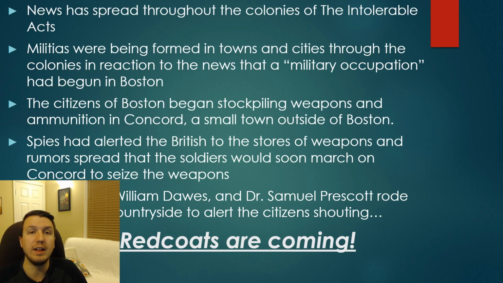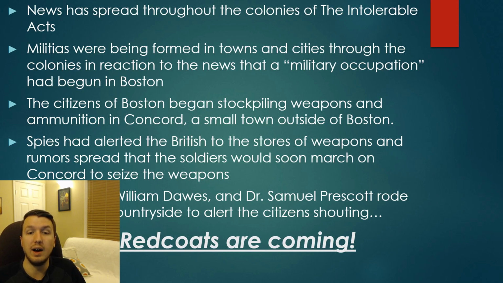Boston itself is beginning to stockpile weapons and ammo. Spies are starting to keep track of British movements, and not only that, they're keeping track of what the British are planning to do next. The spies have alerted that the British are planning on capturing a bunch of weapons and ammo outside of Boston, in the town of Concord.